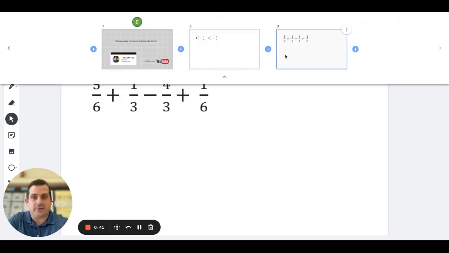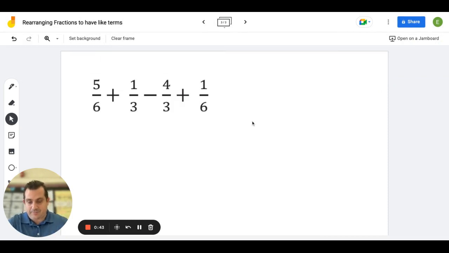Okay, so I'm going to actually start. I'm going to skip to slide 3. Okay, so here we are. Like always, it's really important to keep in mind that we need to have like denominators when we're adding or subtracting fractions.